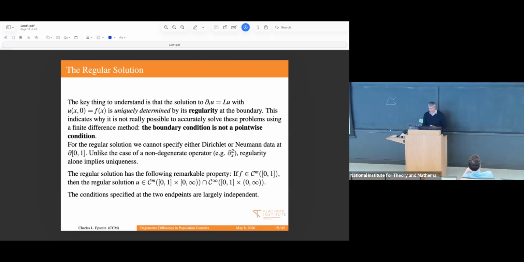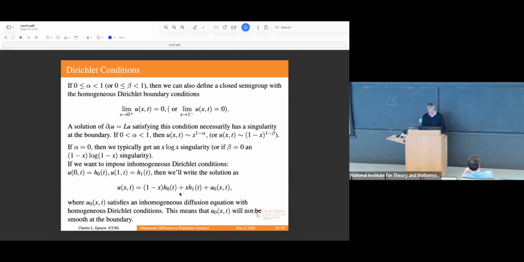The regular solution has the following rather remarkable property, which is that if I start out with data which is in Cm, in the closed interval, then the regular solution is in Cm of [0, 1] cross time down to time 0. So I get uniform Cm regularity down to time 0 if my initial data is in Cm. And then, of course, it's smooth for positive times. It's C infinity up to the boundary for positive times. Okay, and the conditions that you specify at the two endpoints are largely independent of one another.